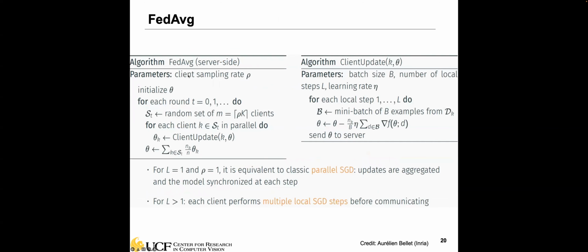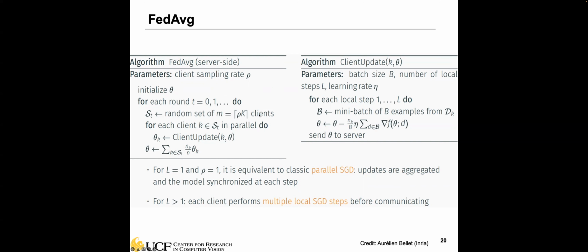For FedAvg, this is the pseudocode of the algorithm. Let's first look at the server side. On the left, this is how the server is going to do the training. The server also has an initialized model, the parameter theta, and let's consider capital T training rounds. Then for each training round, the server will randomly select M clients.